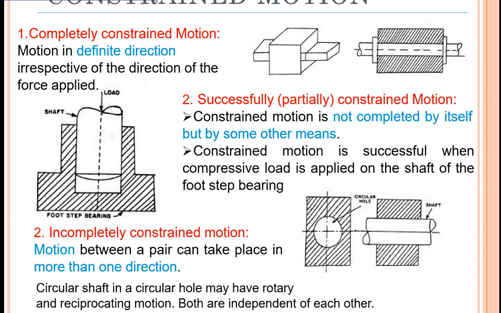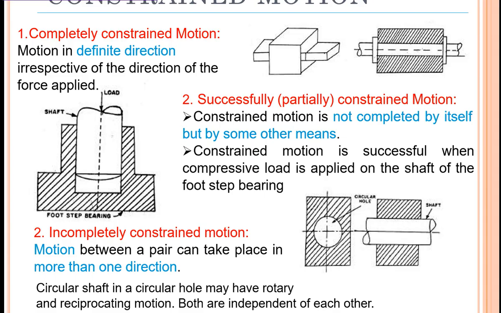So here we can expect that the motion is constrained not completely by itself, but by some other means. Here the constrained motion is successful when compressive load is applied on the shaft in the footstep bearing. So when we add the load in one direction, we can expect the shaft to move in one direction. So here the shaft is able to move only in the vertical position, and above the given space, it cannot get dislocated from the mean position.